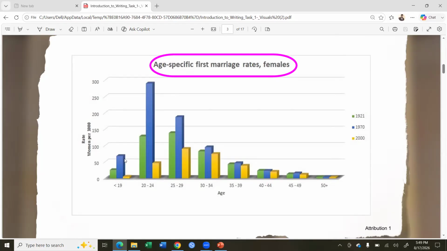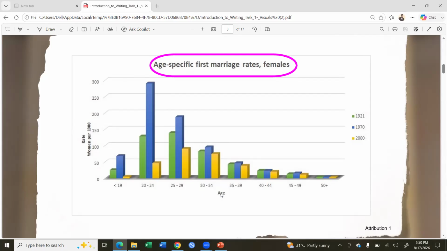Is it clear? No, sir. Okay. Where do you have the problem? Understanding the bar chart? Yes, sir. Okay. Sir, also the problem is how can we explain this chart?